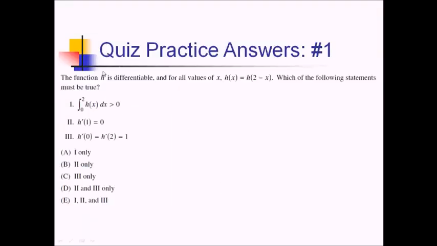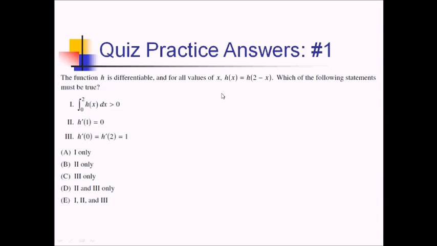For this problem, if h is differentiable and for all values of x, h of x equals h of 2 minus x, that's interesting, which of the following statements must be true? So first one, they're saying the integral from 0 to 2 of h is greater than 0. So basically we're making a commitment here that we've got positive area no matter what between 0 and 2.